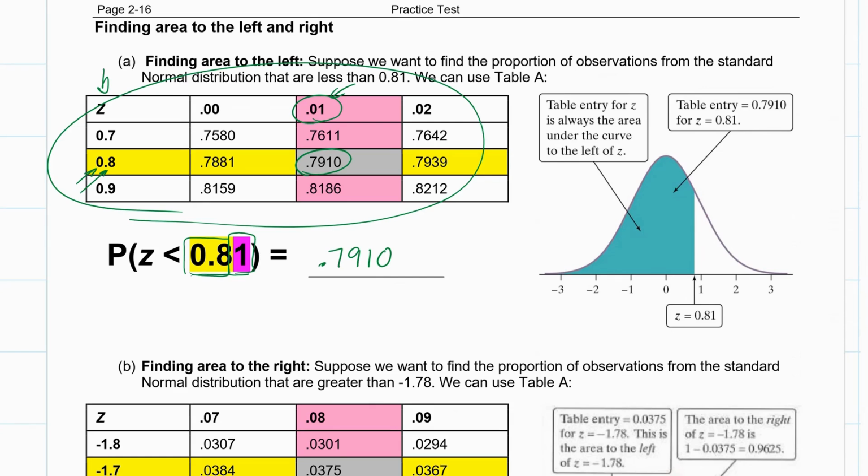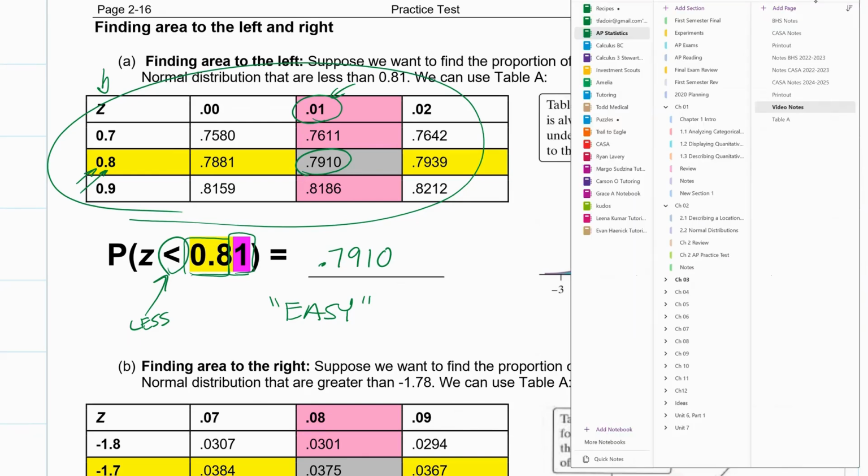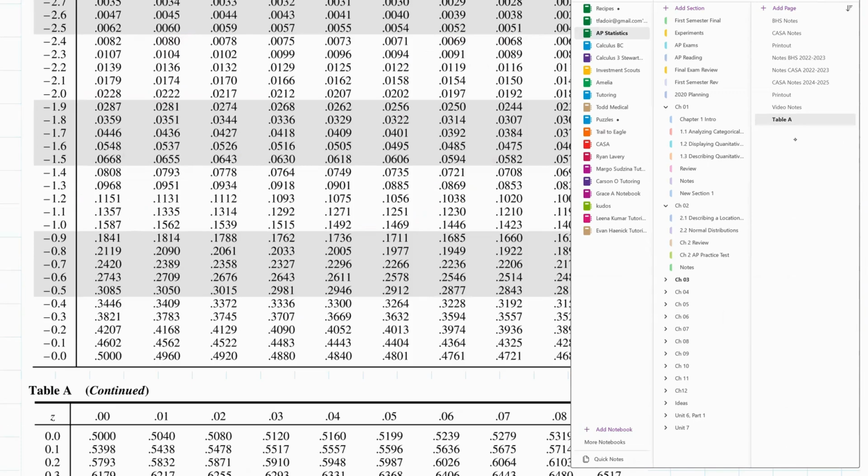Now, this is only a small portion of a standard normal table. And this kind of problem where we just look and find the answer in the table, we're going to call the easy problem. And it's easy because we're going to the left, because we're finding the value that's less than. Having a less than is the thing that makes this easy. But what I want to show you is this is only part of a table. Here's what it looks like when we have the entire table.